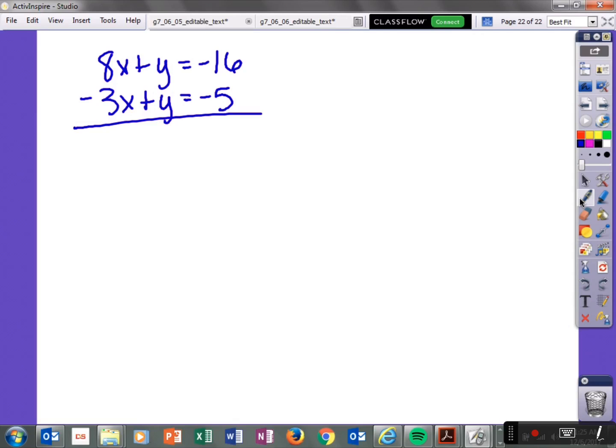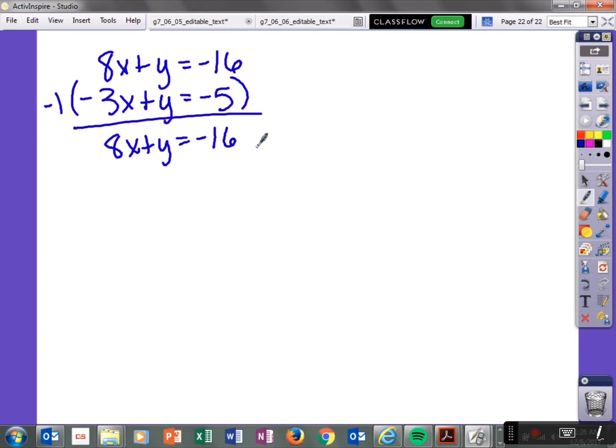And again, if you're going to multiply this by negative 1, you've got to multiply everything by negative 1. But we're not multiplying anything on the top, are we? No, we want it to stay positive y. We just want to change the bottom to negative y. So rewrite your top equation: 8x plus y equals negative 16. Okay? And now we're going to multiply everything on the bottom by negative 1.